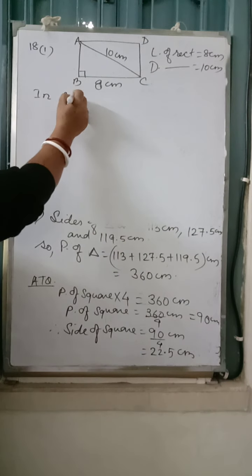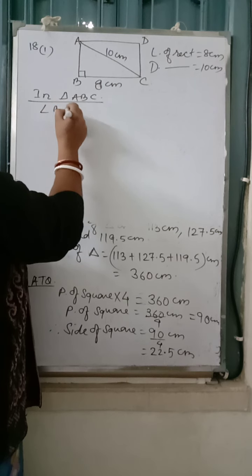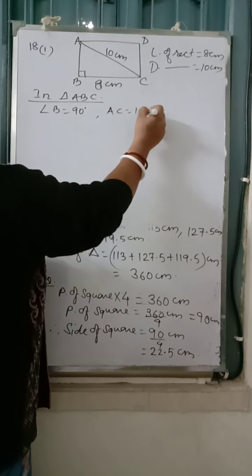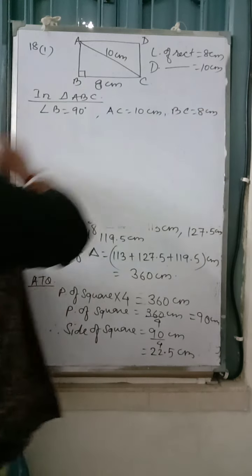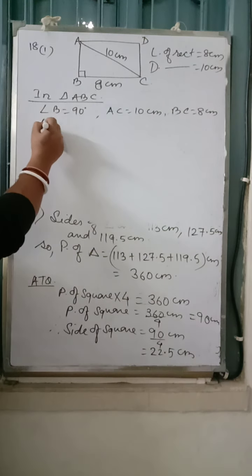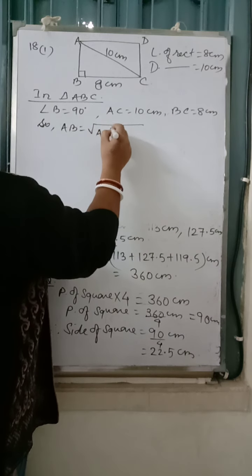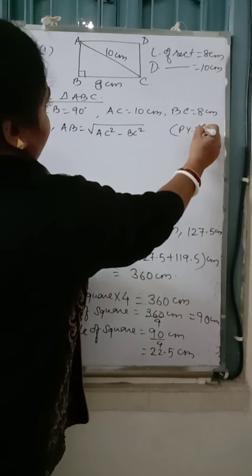So in triangle ABC, angle B is equal to 90 degree. AC is equal to 10 centimeter and BC is equal to 8 centimeter. So we have learned in Pythagoras theorem how to find AB, is it? So AB is equal to the square root of AC square minus BC square. This you have learned in Pythagoras theorem.